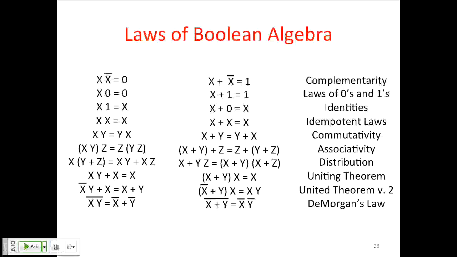I'll just go through a few of these. So x and 0 is always 0, right? If x and 0, it can never be true, so it always has to be 0. Whereas x ORed with 1 is always a 1, right? Let's have a look at some more of these. So associativity and distribution just work like regular math, okay, pulling out common factors.